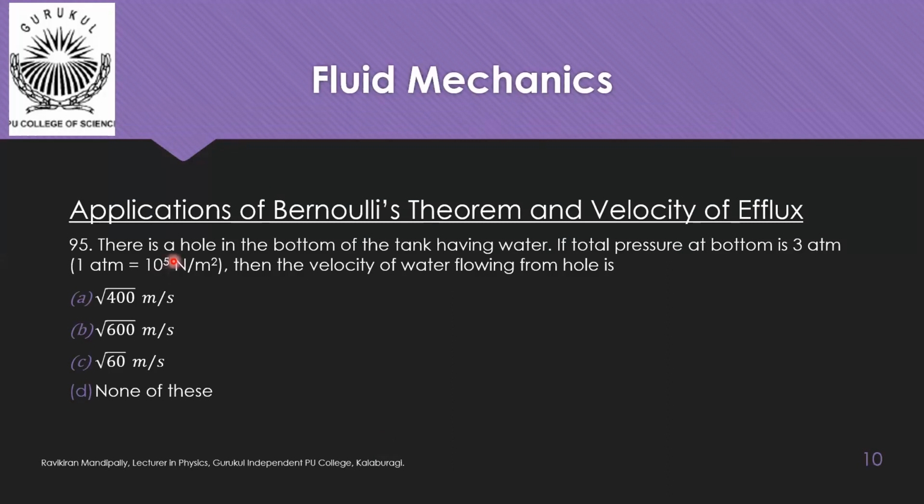Then there is a hole, question number 95. There is a hole in the bottom of the tank having water. If total pressure at the bottom is 3 atmosphere, where 1 atmosphere is equal to 10 power 5 Newton per meter square, then the velocity of water flowing from the hole is.